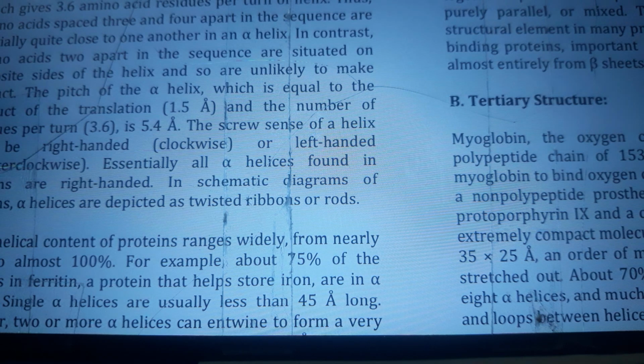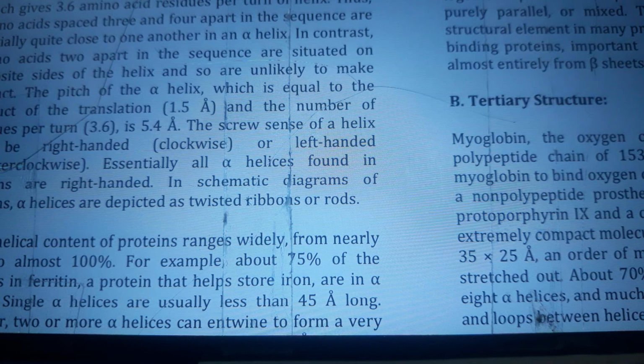Thus, amino acids spaced 3 and 4 apart in the sequence are spatially quite close to one another in an alpha helix. In contrast, amino acids 2 apart in the sequence are situated on opposite sides of the helix and so are unlikely to make contact.